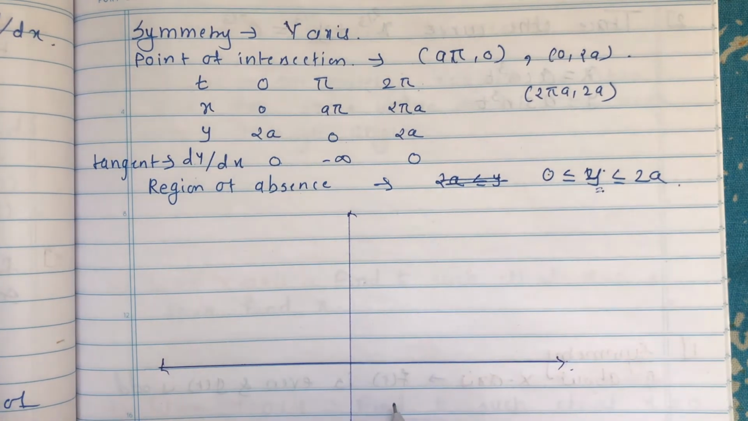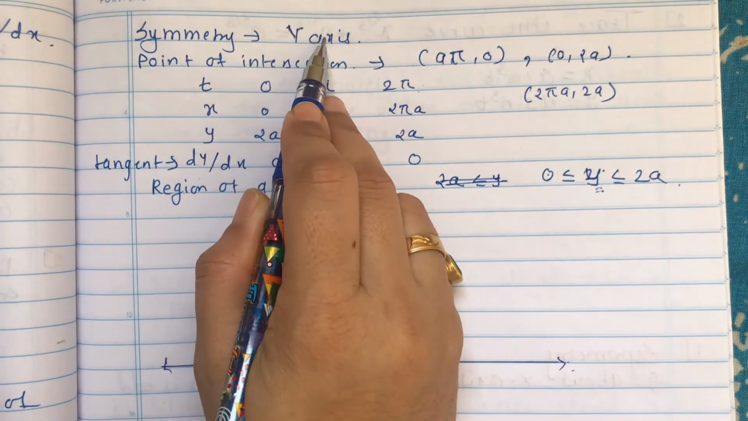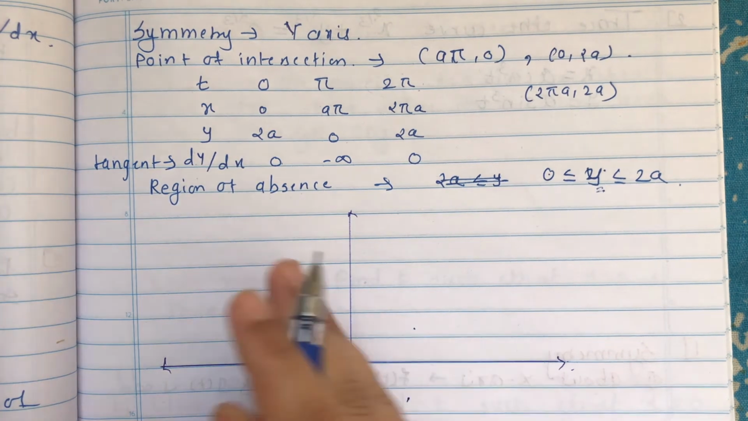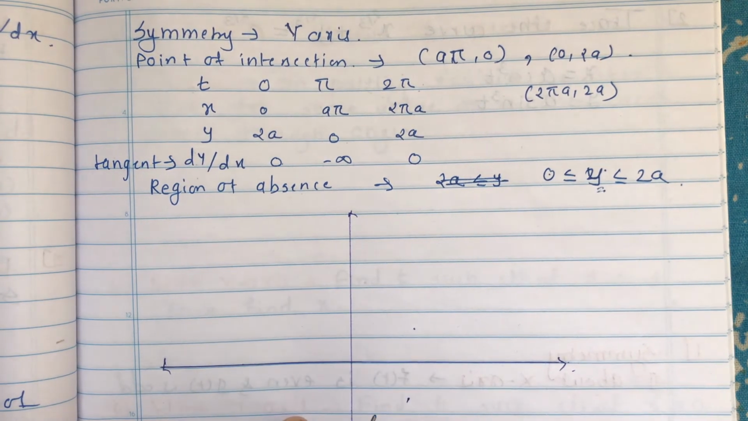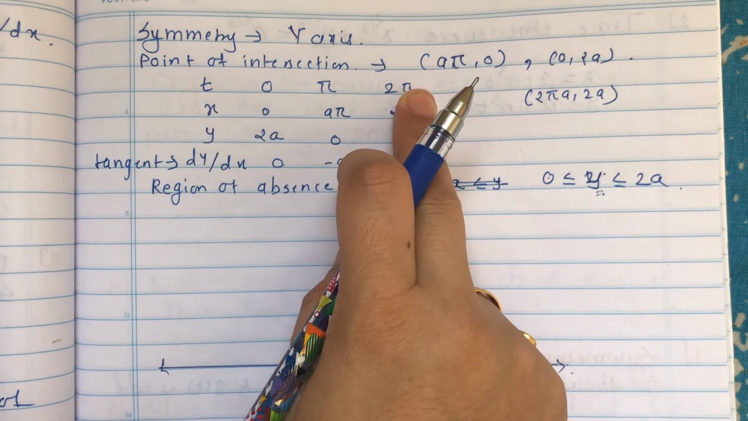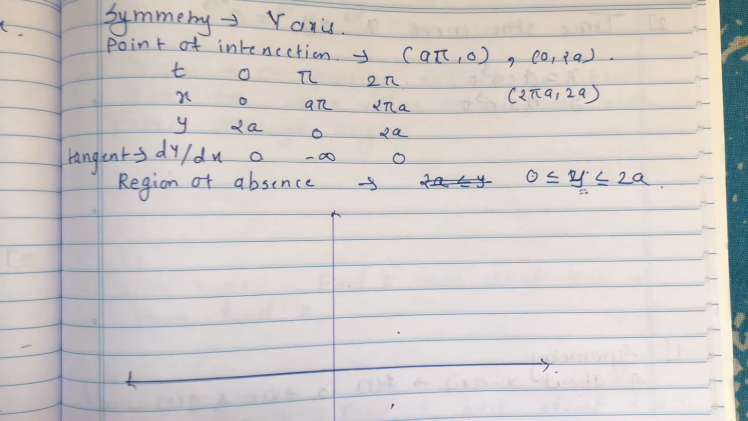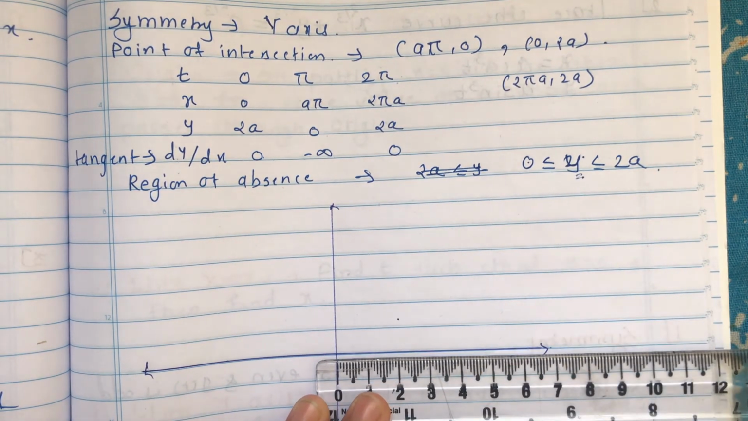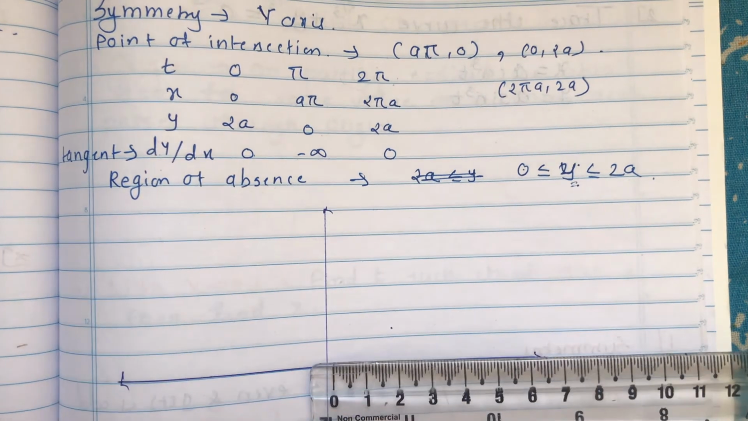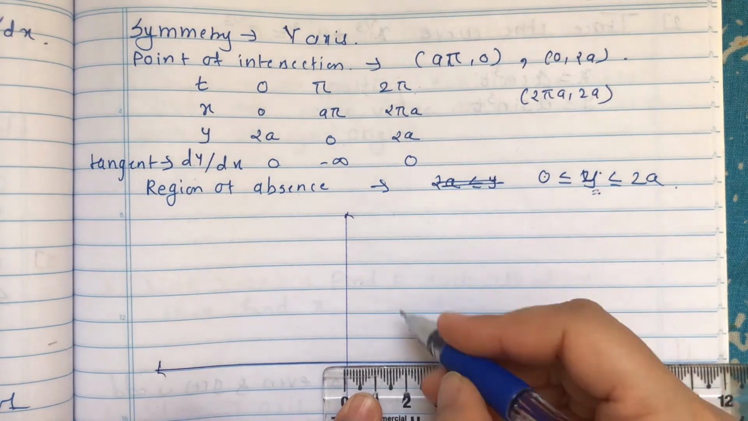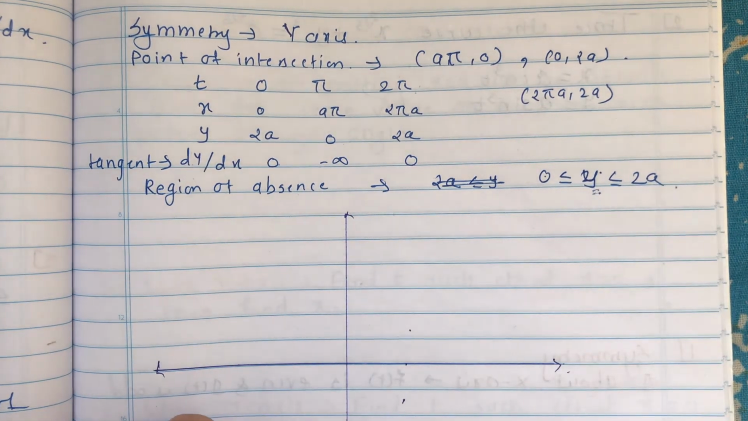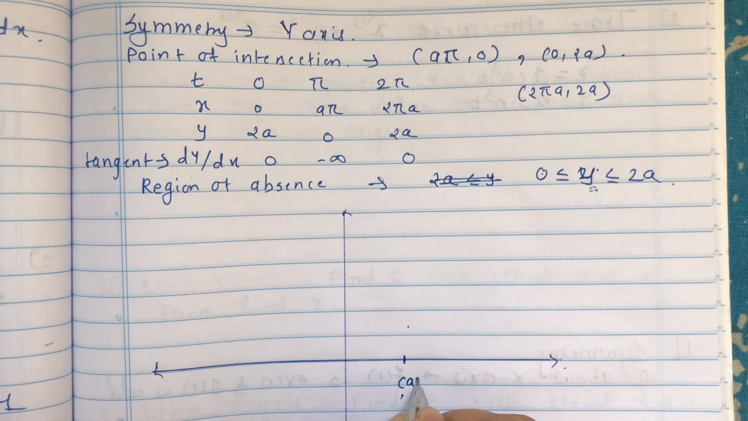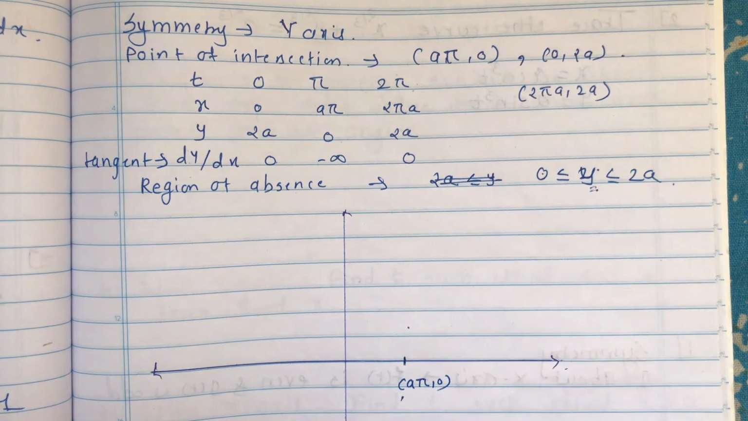So we will start to trace the curve. As the curve is symmetric about the y-axis, we will focus on the first quadrant and fourth quadrant. Using symmetry, we can complete the second quadrant and third quadrant. Next, we have to plot the points. So first point I will plot is a pi comma 0. I will take a distance 2 for a pi. So this will be the point which is a pi comma 0.